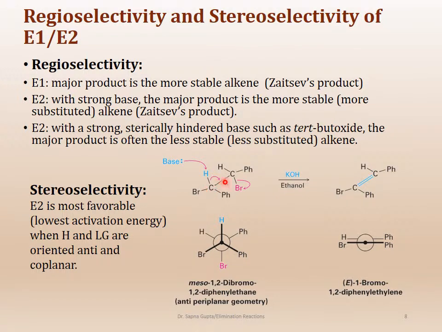Also, the molecule is kind of stuck in a particular orientation. And this orientation we learned about back in alkanes when we talked about conformation. Each molecule has its own conformation, and sometimes the conformation will support this anti-periplanar geometry. In some cases, the conformation does not support it, and if it doesn't, then elimination cannot take place. So this kind of opposite arrangement is necessary for elimination to happen, and that is called stereoselectivity.